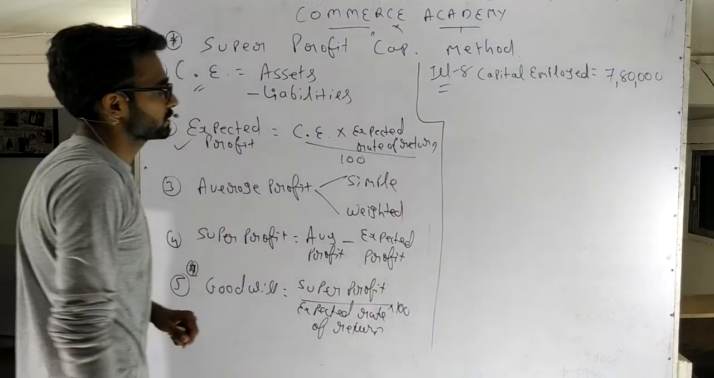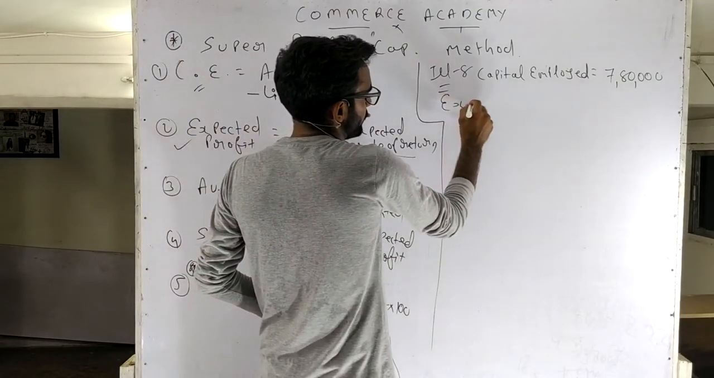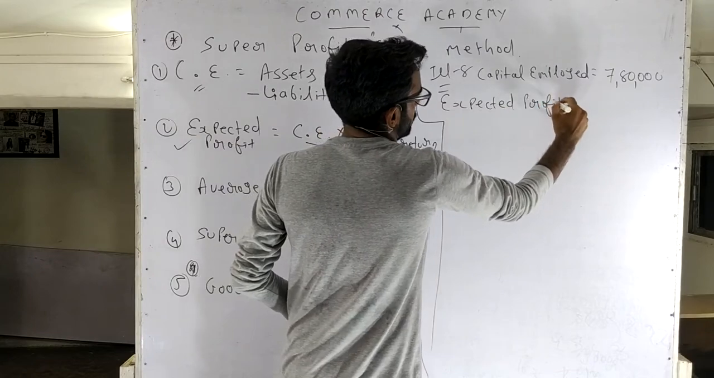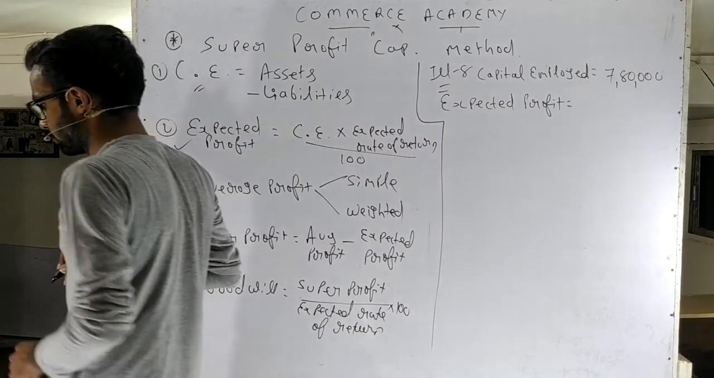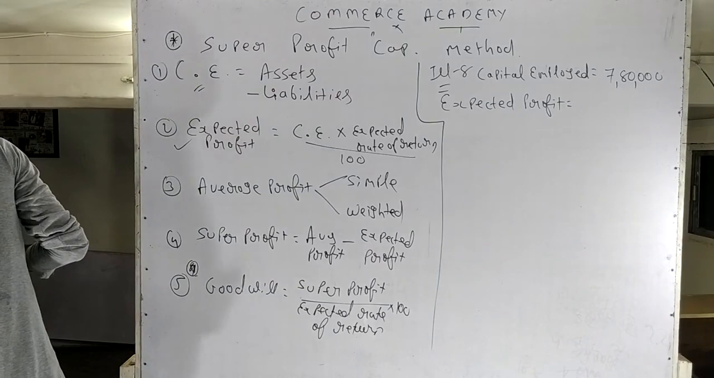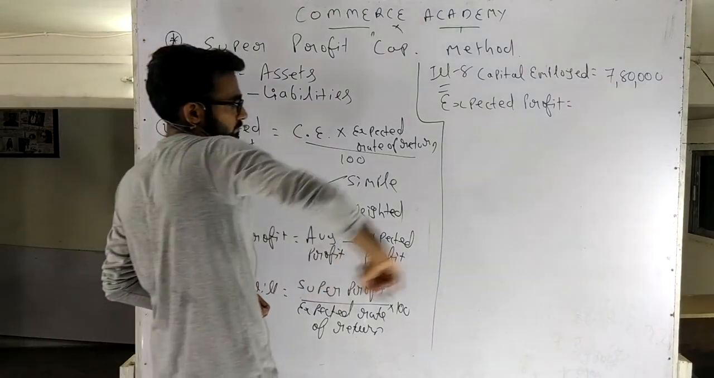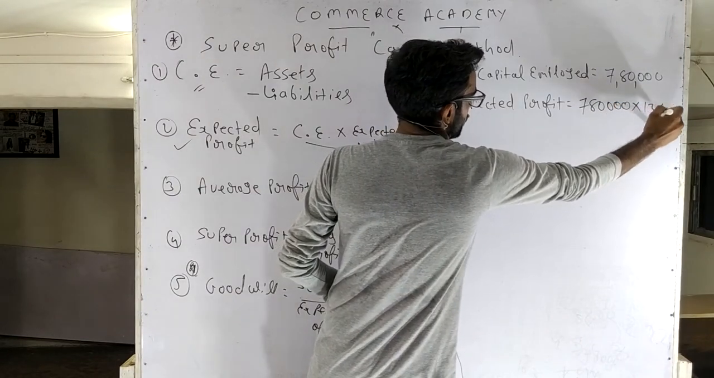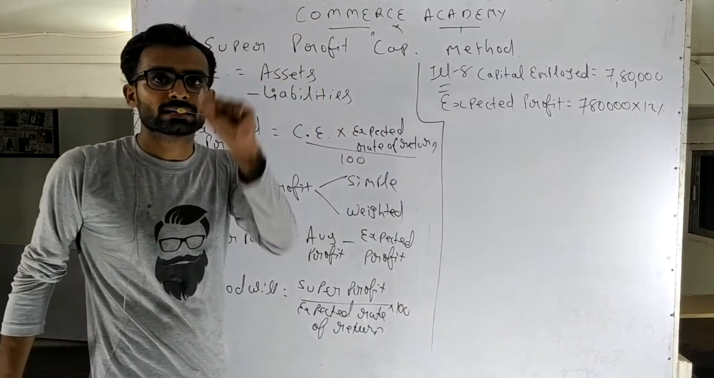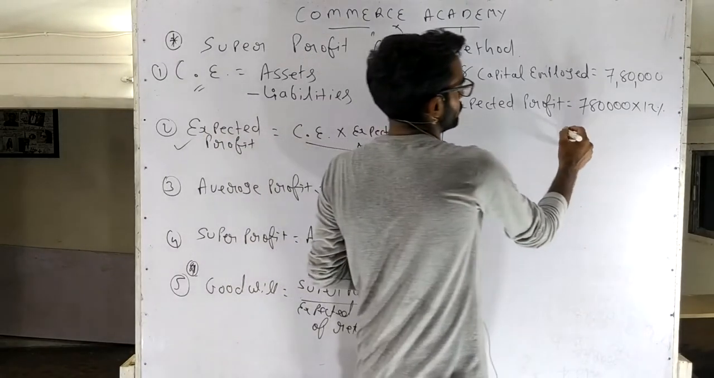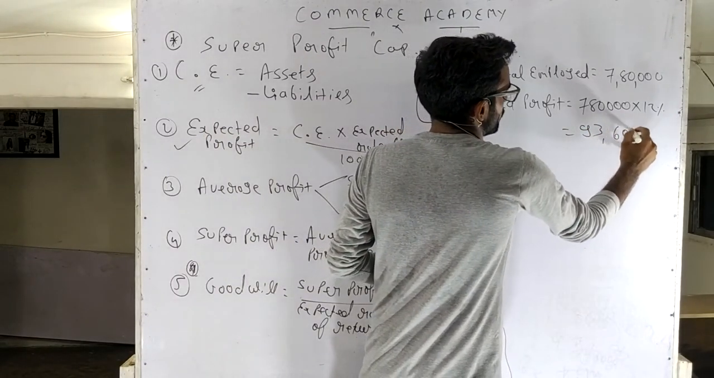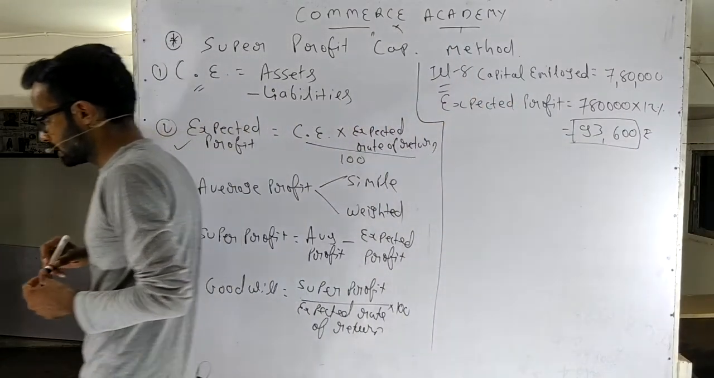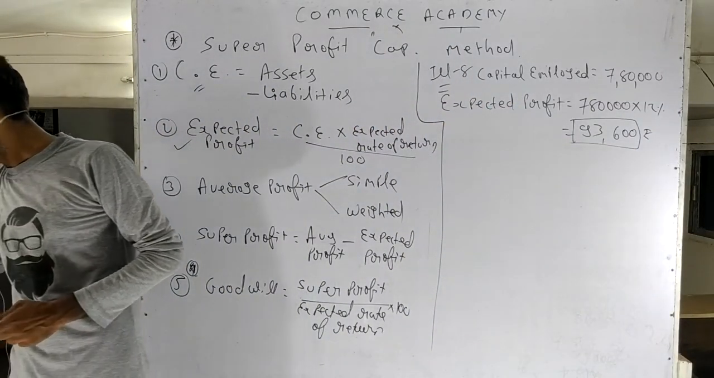The second step is find out the expected profit. Expected profit is equal to capital employed multiplied by 12%. Thus capital employed 7,80,000 multiplied by 12% expected rate of return. So your answer will be 93,600 rupees. Expected profit is 93,600.